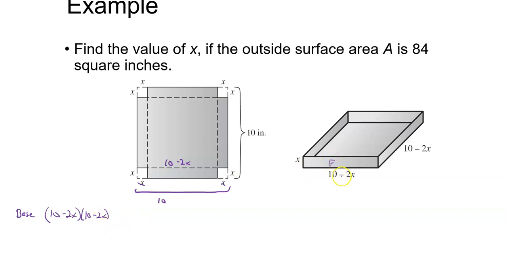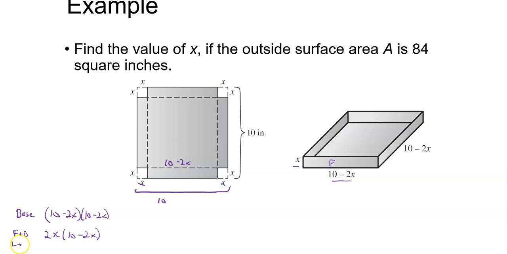This is the front of the box. The front of the box and the back of the box are actually the same. So this has 10 minus 2x on one side, x on the other. So the front and back are x times 10 minus 2x. But there's 2 of them. So it's multiplied by 2, right? One for the front, one for the back.